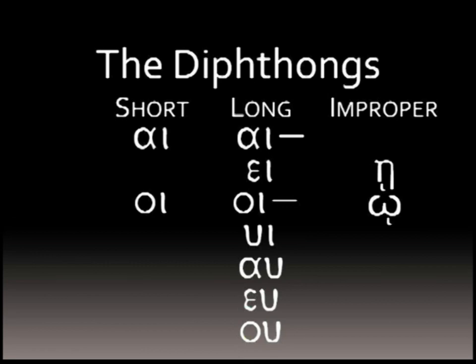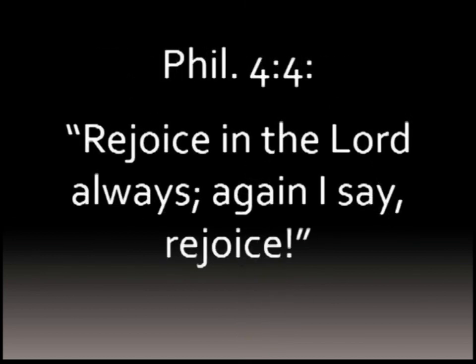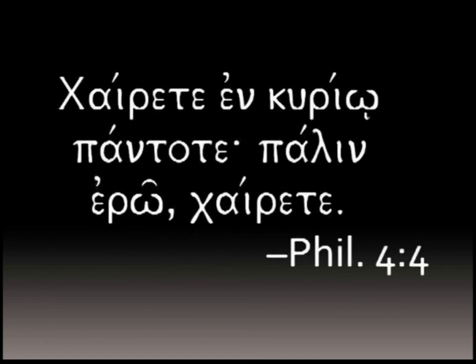So that's the vowels and the diphthongs. In the next video, we're going to start singing scripture, and the first verse we're going to sing is Philippians 4 verse 4. Rejoice in the Lord always. Again I say rejoice, which in Greek is chairete en Kyrio pantote, palin ero chairete. See you then.